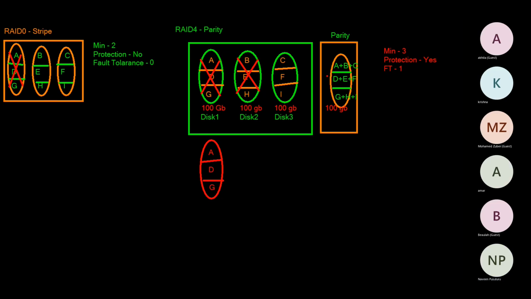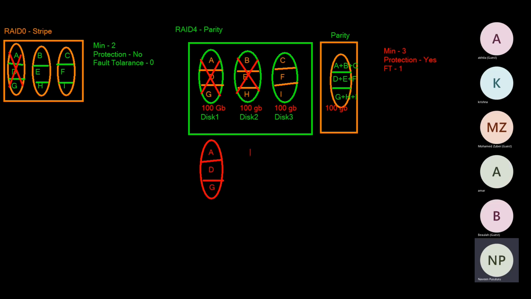Actually, the parity disk will not contain the actual data. The original data in these 3 disks will not be copied to the parity drive. Only the logical differentiation of data will be copied.